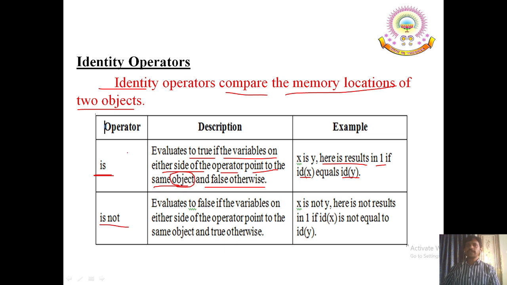The is not operator is the opposite of this. It evaluates to false if the variables on either side of the operator point to the same object, and true otherwise. x is not y means that if x is of one type and y is of another type, this operator will return true. That means if x is of integer type and y is of float type, x is not y is obviously true.